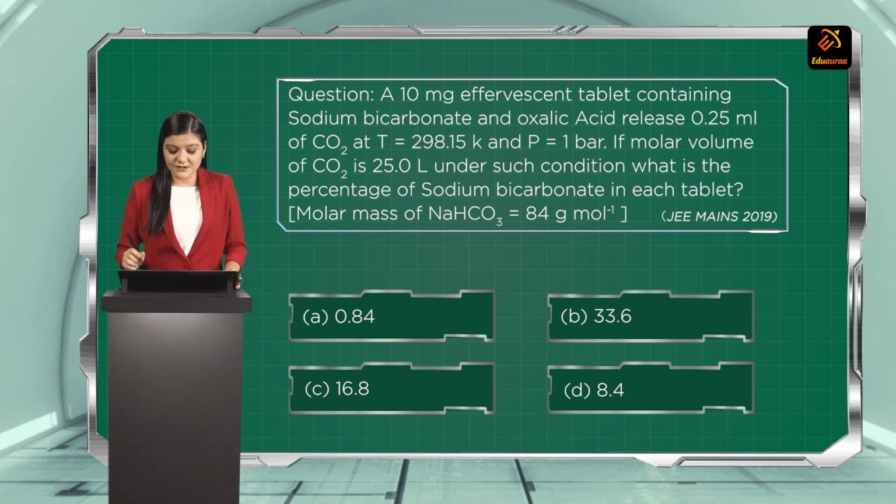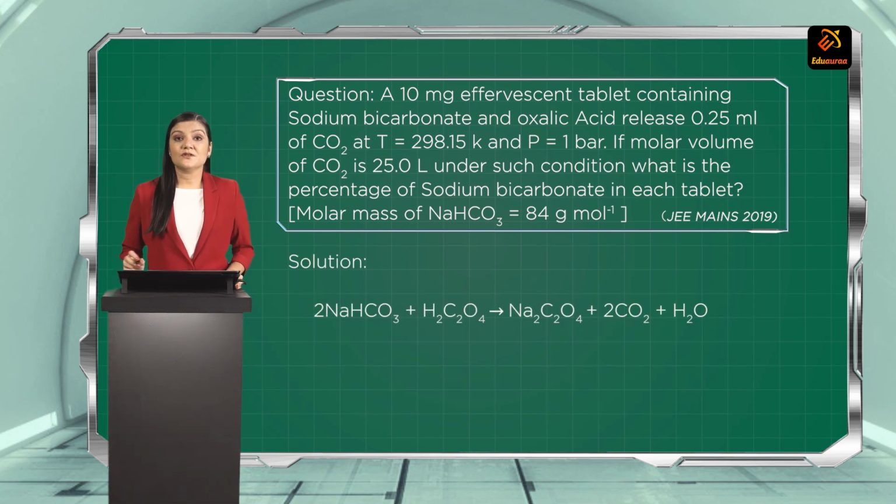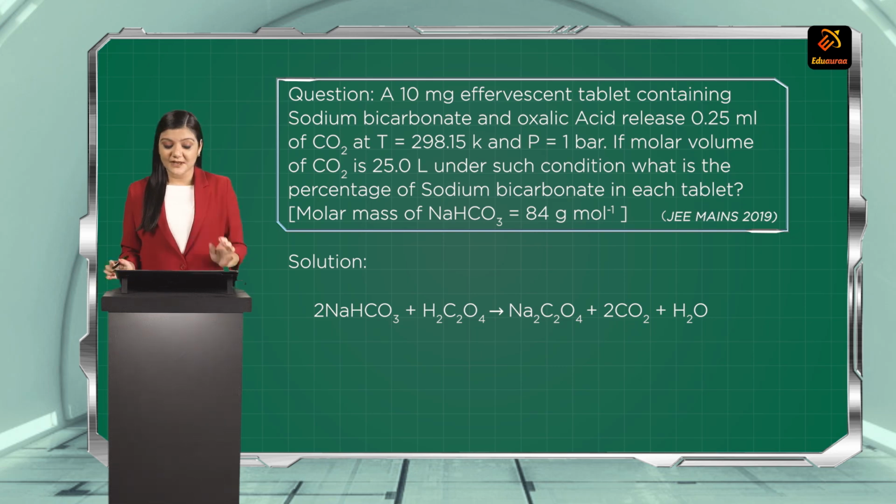Now in the question if I check, then sodium bicarbonate is reacting with oxalic acid. So my reaction will be 2 moles of NaHCO3 plus H2C2O4, where H2C2O4 is oxalic acid, forming Na2C2O4 and release of carbon dioxide and water. Over here we have to find out the moles of CO2 and we have to relate it with NaHCO3.